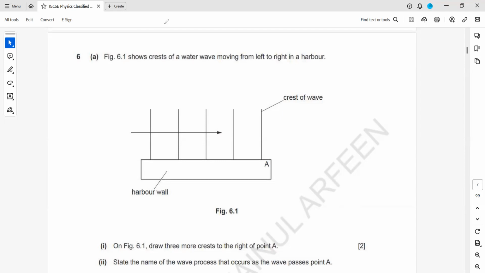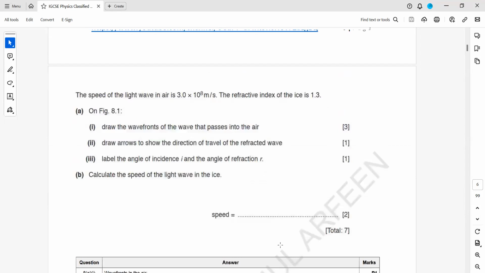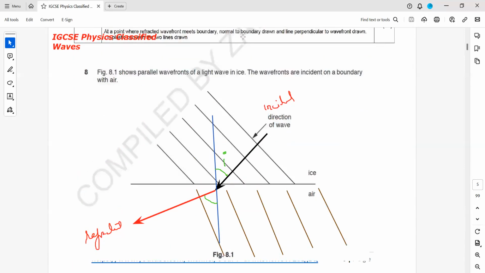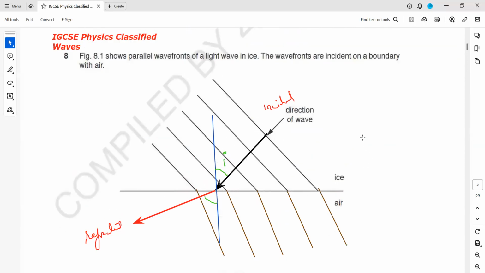The previous part, do you want to take a screenshot of the calculation or the drawing? The drawing, okay. This will be the angle of refraction.